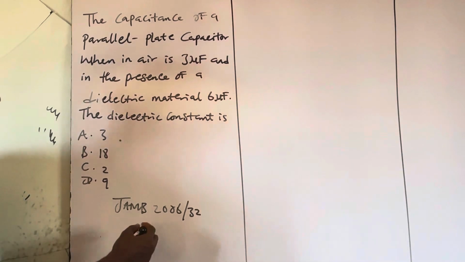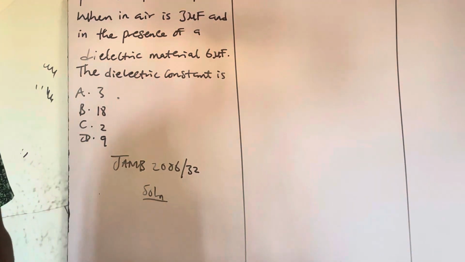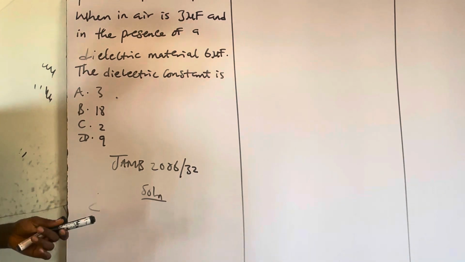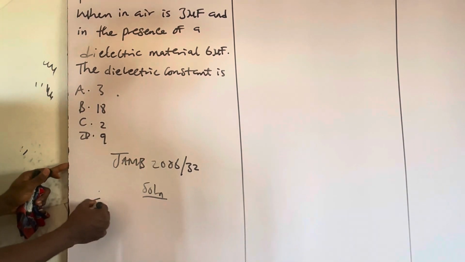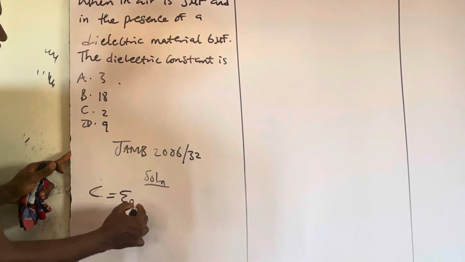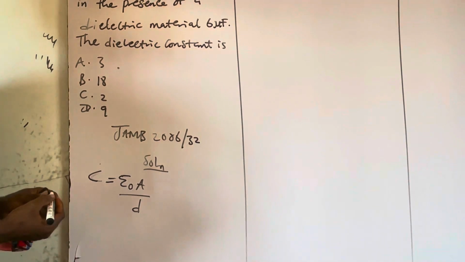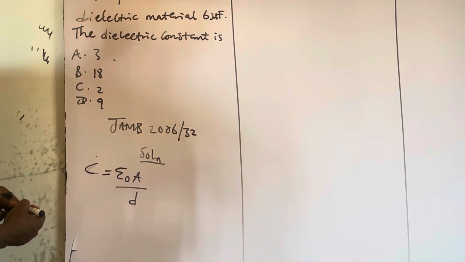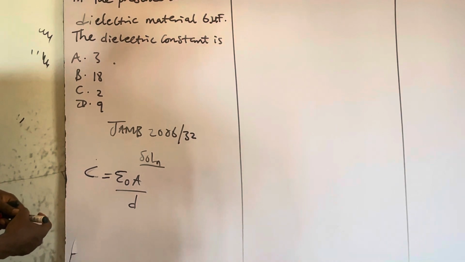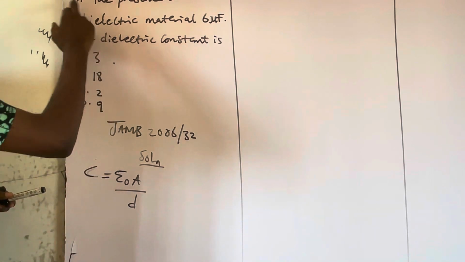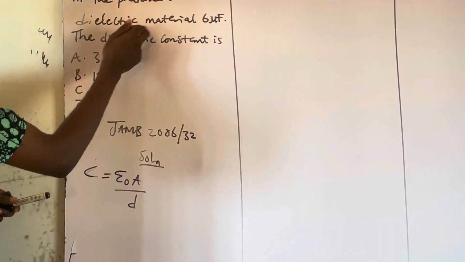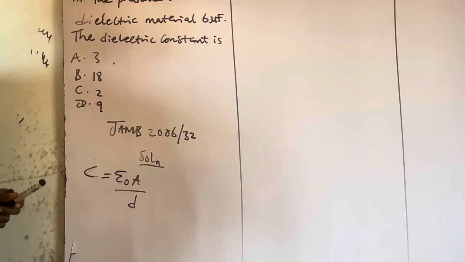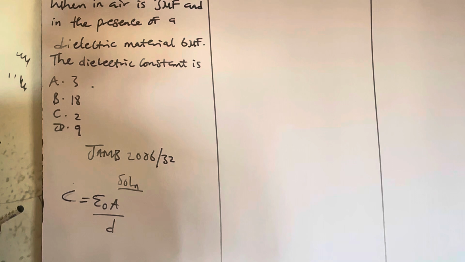First of all, solution. What is the formula of capacitance to start with? C equals dielectric A over D. Is that correct? Okay. And now, what do they say here? Capacitance of a parallel plate. Before we go into that, because they said when in air and in the presence of a dielectric material, when in air is 3 microfarad, that is for this. You get now? So what do we do then?